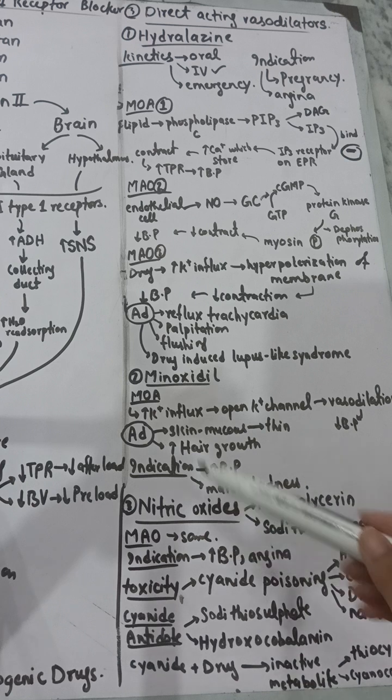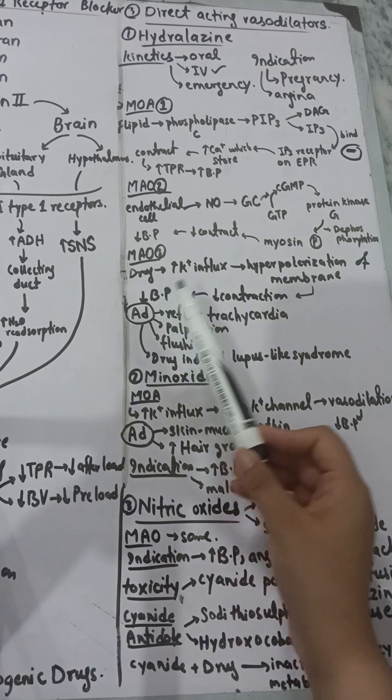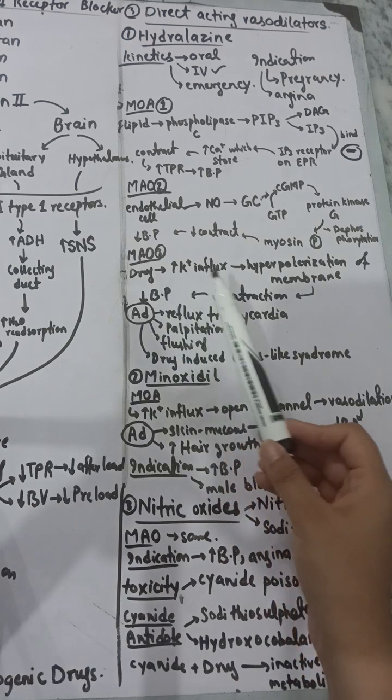The third mechanism of action of this drug is that it can cause potassium influx.